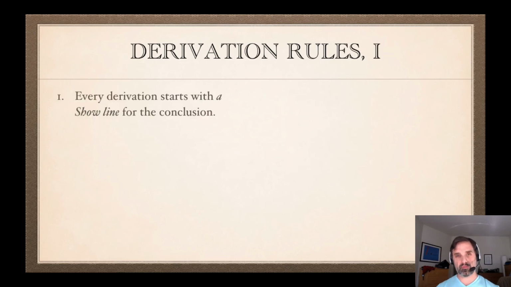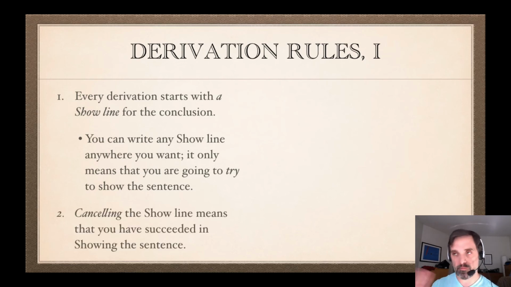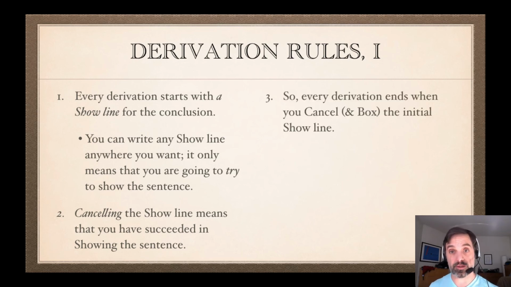So we want to review the rules for a derivation. Every derivation starts with a show line for the conclusion. As it happens, you can write any show line anywhere you want. And why is that? Because you're only trying to show the sentence. In the simplest derivations, you only have one show line, the very first line, and in every derivation, the first line is always show the conclusion. You complete the derivation by canceling the show line. That means you've succeeded in showing the sentence you were trying to show. So every derivation ends when you cancel and box the initial show line.